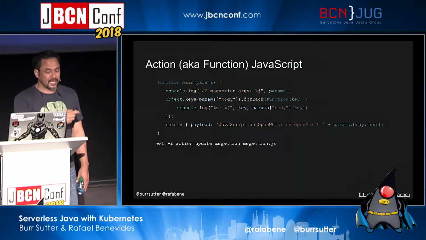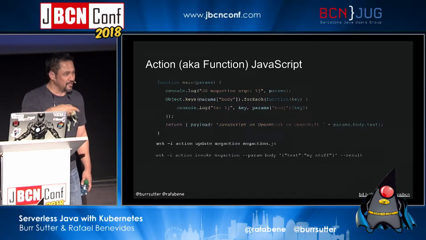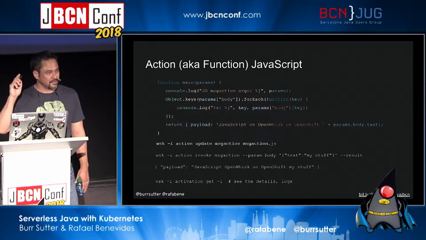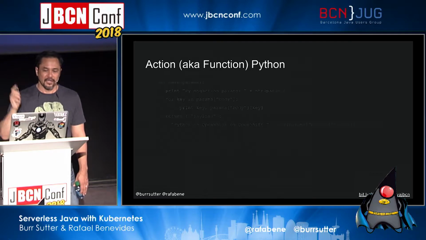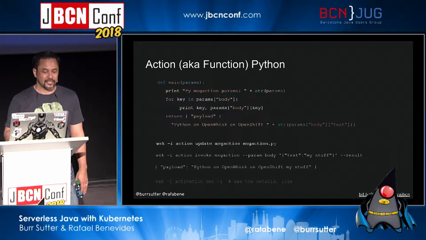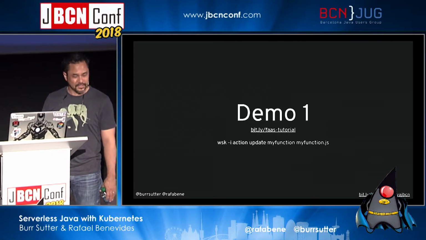You can do the Whisk action update, and then of course you do the Whisk action invoke. That's how you can invoke it to test that function, see if it's what you want, and you can see the response from it. And then, of course, you can also get the logs from it, those console.logs. Also, here's the Python version of it. Same business logic, does the exact same thing that JavaScript did. And then same kind of process, same steps: update, invoke, activation. And then we can show you this now. So Rafael is going to give us a demo of what this looks like.